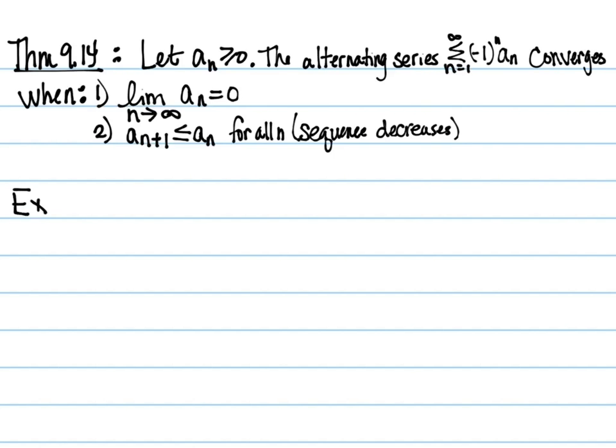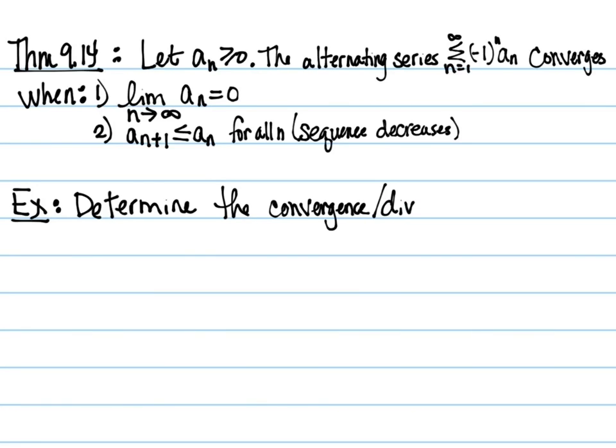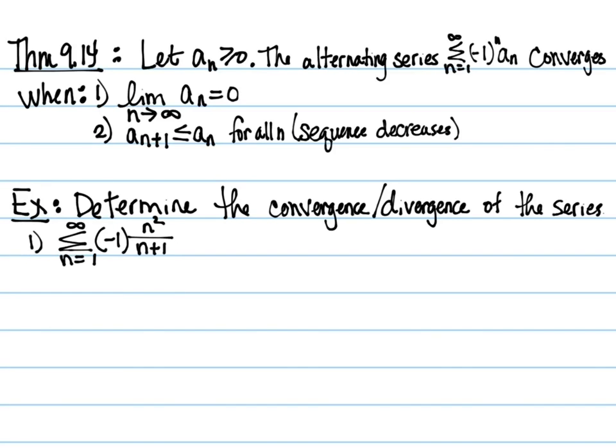We are going to determine the convergence or the divergence of the series. And the first one that we're going to take a look at, we're going to do a couple of these, is going to be the summation from n equal 1 to infinity of negative 1 to the n times n squared over n plus 1.